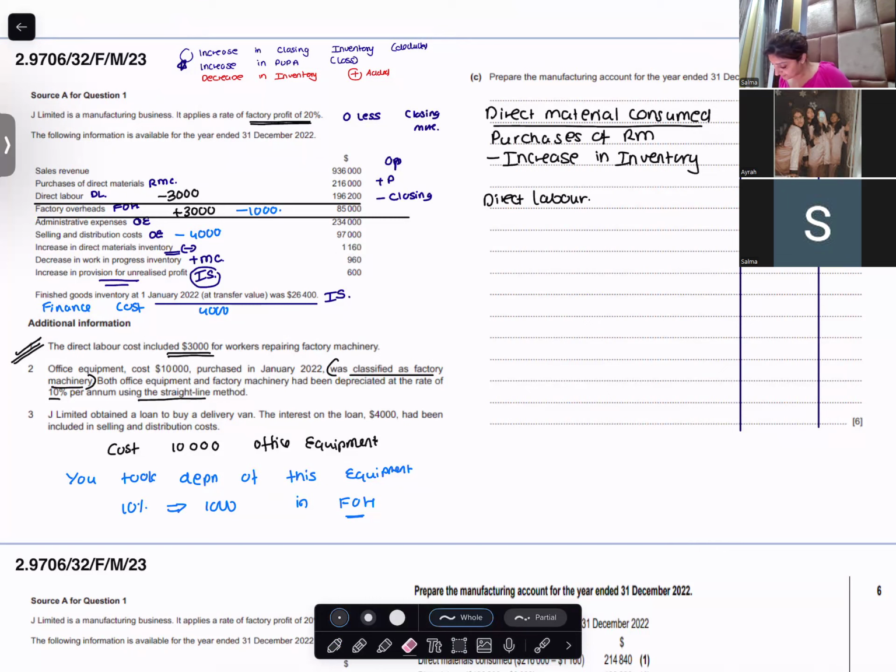Then you have direct labor, 196,200. Direct material, direct labor, direct expenses. No direct expenses, so this will become our prime cost. But in direct labor we have 3,000 to minus. This 3,000 that we're minusing here will be added to factory overheads.